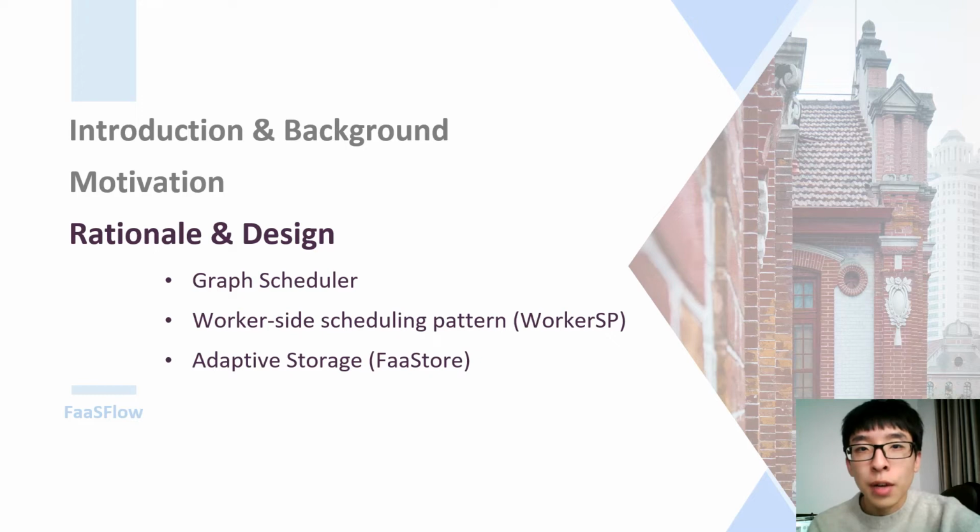So, how does FaaSFlow solve these challenges? We have three main optimization points: the graph scheduler, worker side scheduling pattern or worker SP, and adaptive storage called FaaStore.